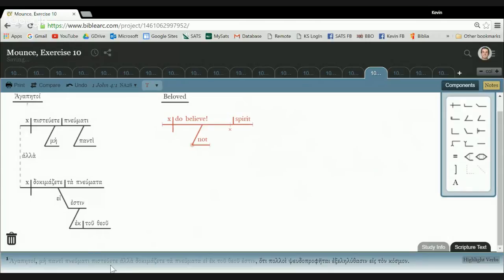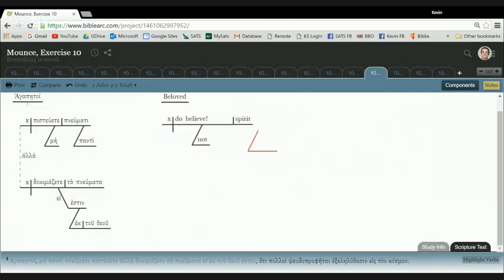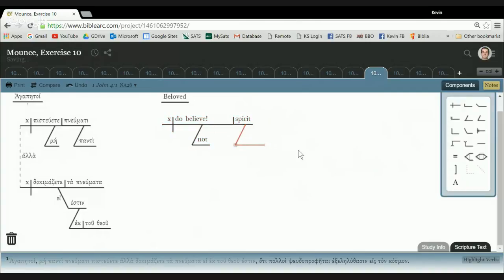Well, panti, meaning all or every, is an adjective, and yes, it is modifying a noun. It's modifying the noun spirit, so it means every spirit. That's do not believe, and the idea is do not believe every spirit. It's an attributive adjective. So do not believe every spirit.